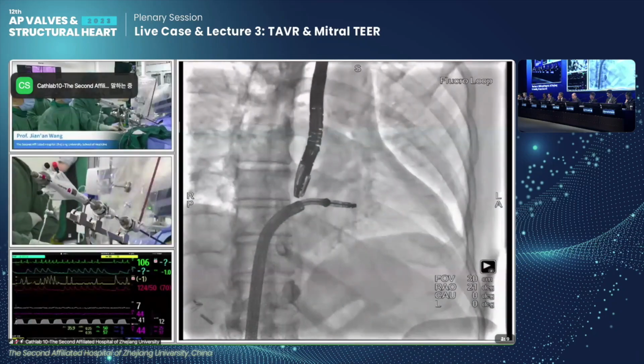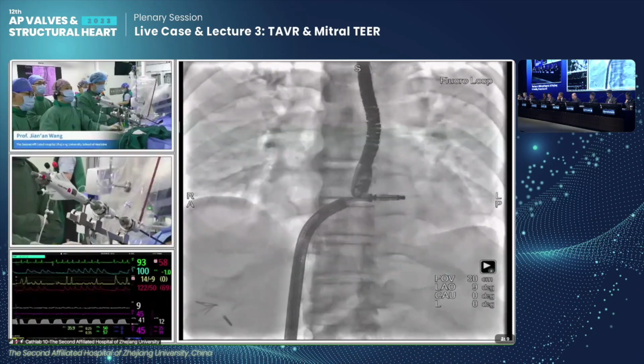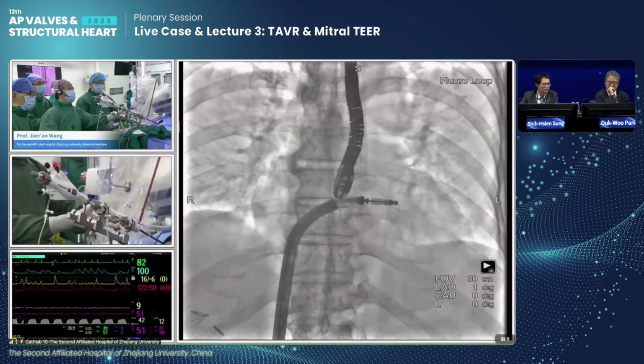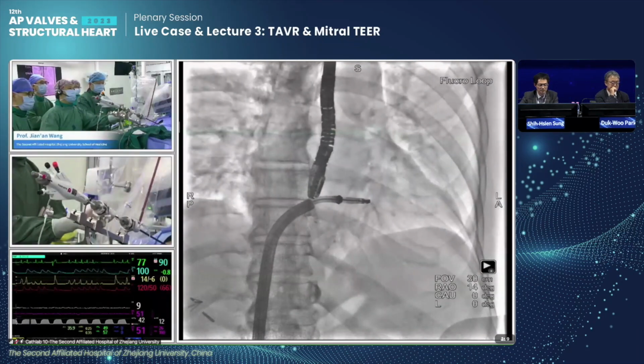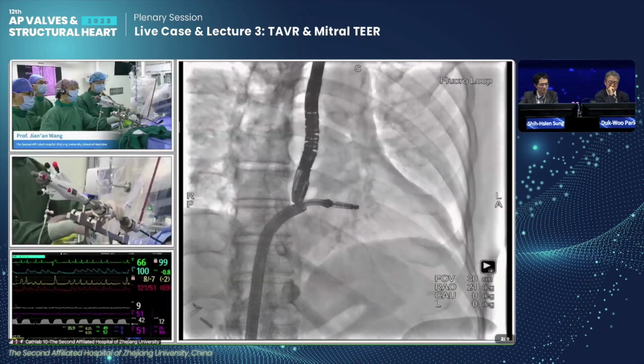But given that this patient actually has a medial P1 region, so maybe the long arm clip may work for this patient. Okay.